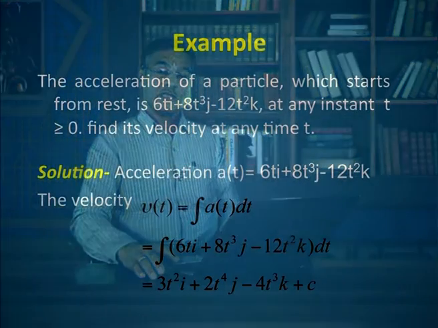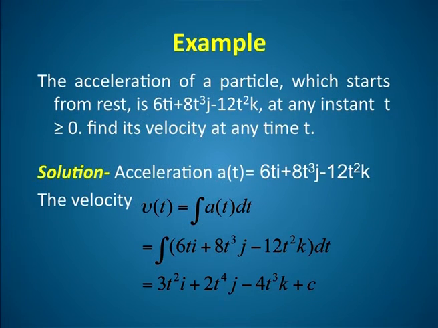Let us suppose the acceleration of a particle which starts from rest is given by 6t i plus 8t cube j minus 12t square k at any instant t greater than or equal to 0. Find its velocity at any time. The solution of this problem is as follows.